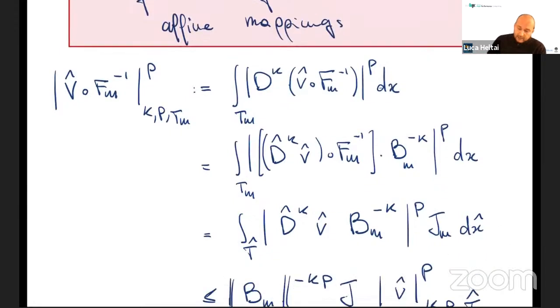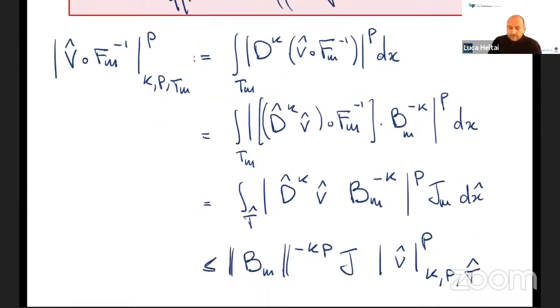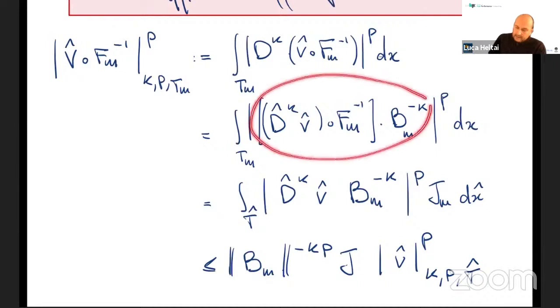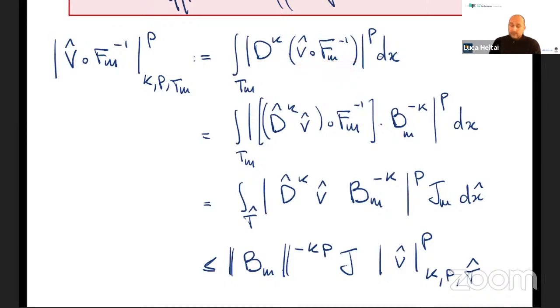Then after this, what we have done, we started by looking at the transformation of Sobolev norms under affine mappings. And the transformation of Sobolev norms under affine mappings comes simply by the definition of the Sobolev norm in the domain TM and transforming this domain TM to T hat. If you do this, it's quite simple. So you define the Dk of V hat composed with Fm inverse. And thanks to the fact that FM is affine, this can be written as Dk of V hat times BM to the minus k. And this is exactly the definition of the kth derivative of the composed function with Fm inverse. This is just the chain rule for vector variables.